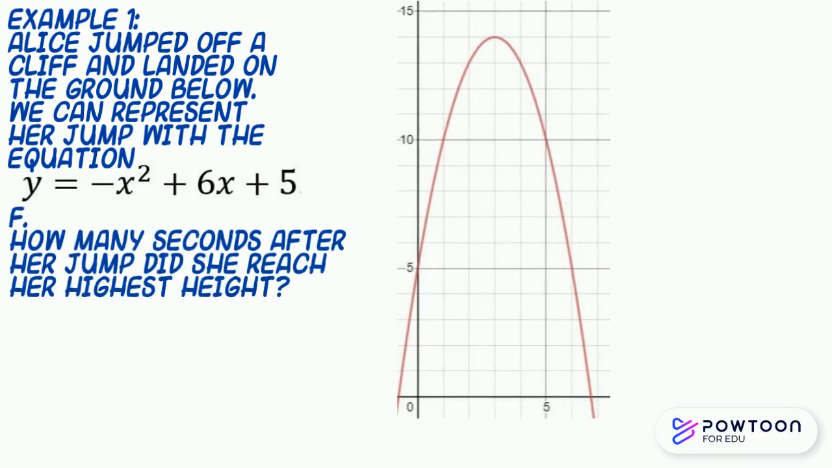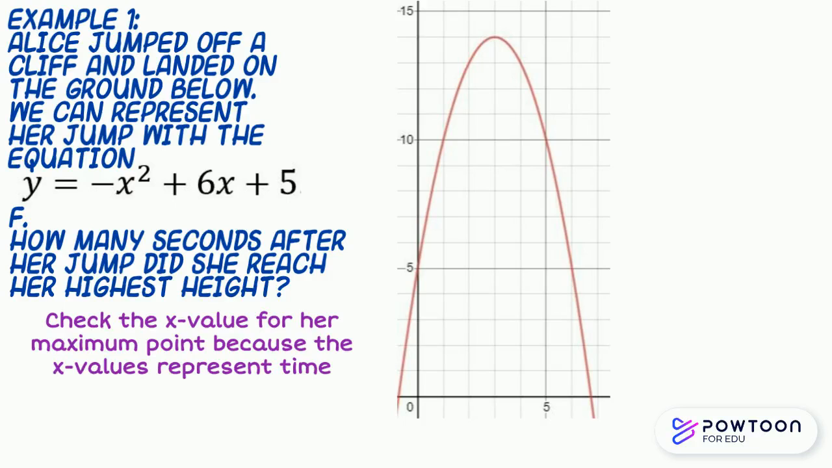For part F of this example, we want to know how many seconds after her jump she reached her maximum height. Now with this, we're going to check the x value of the maximum point, because this one is the one that represents time. So as we can see, it's going to be at an x value of 3, so it's 3 seconds.